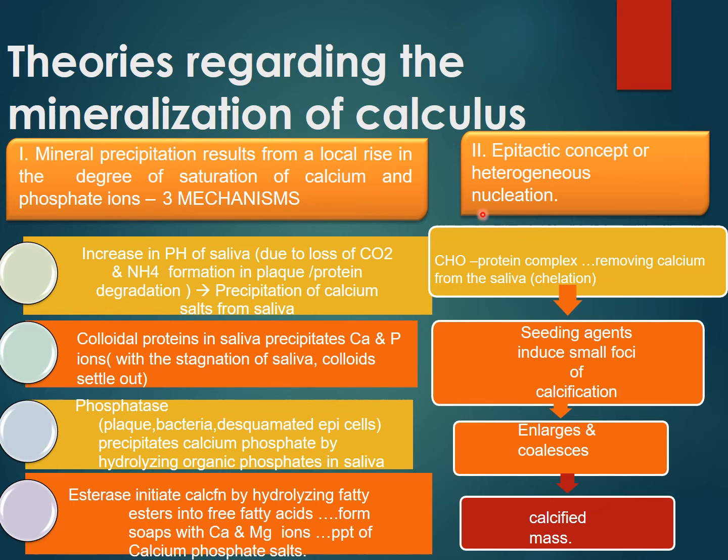Coming to the next theory, the epitactic concept. Here, as we said before, the salivary proteins take up calcium from saliva by chelation. This calcium hydrate and protein complex present in saliva acts as a seeding agent, which will induce small foci, small nuclei of calcification, which get enlarged by layered formation and coalesce to form calcified masses. So this is the second, the epitactic concept or heterogeneous nucleation.